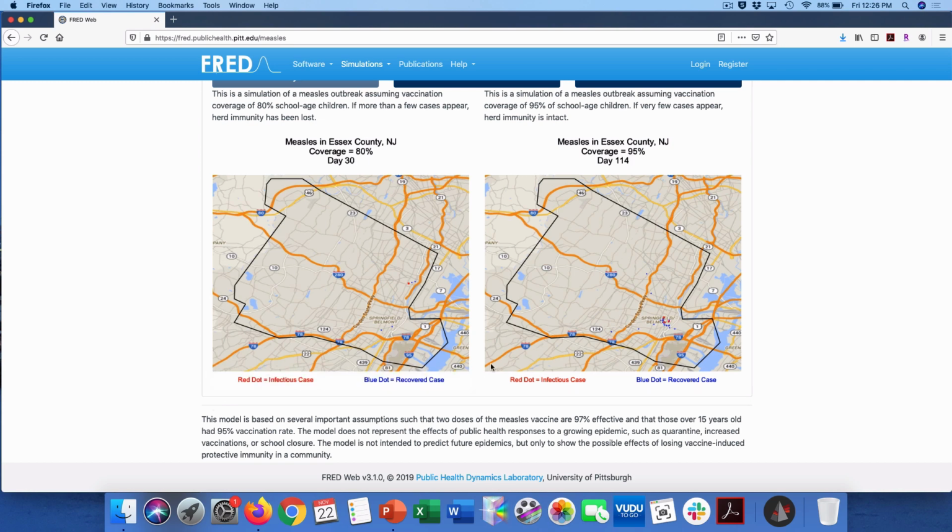On the left, when I hit play, you're going to see red dots appear, which are people who are infected with measles. And then as they recover, they'll become blue. You can see how many days have gone by at the top. And this picture at the left is going to show you what it looks like when 80% of people have a measles vaccine.